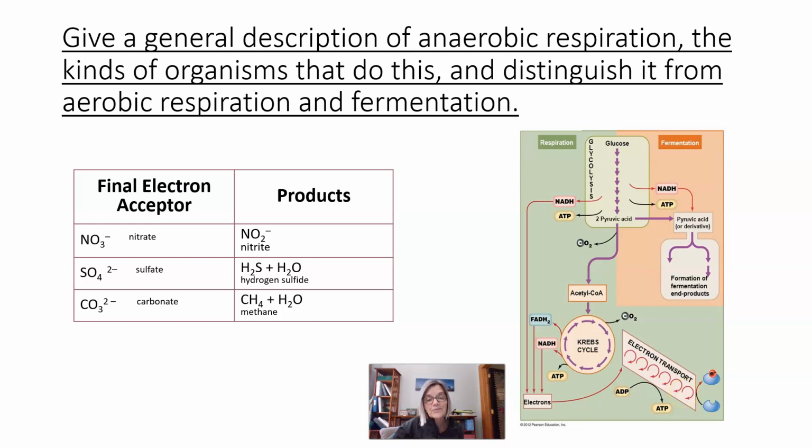In anaerobic respiration, you have something here other than oxygen. And so here's the examples. Nitrate to nitrite. So here would be the nitrate, here would be the nitrite. Sulfate to hydrogen sulfide. Here would be the sulfate to the hydrogen sulfide. Carbonate to methane. And again, instead of oxygen, we'd have carbonate and it would turn into methane. You know about a couple of these.